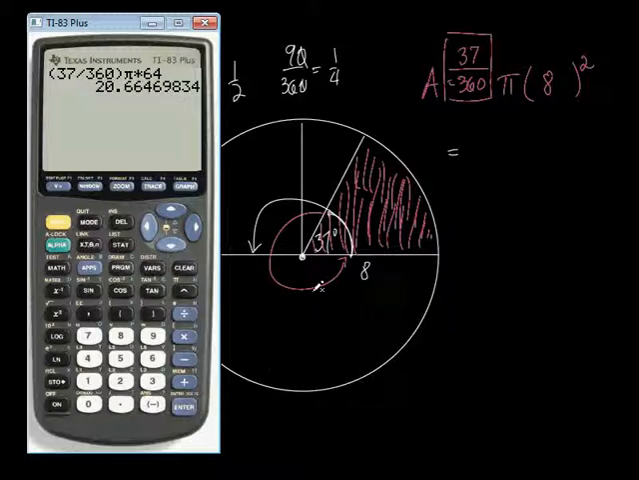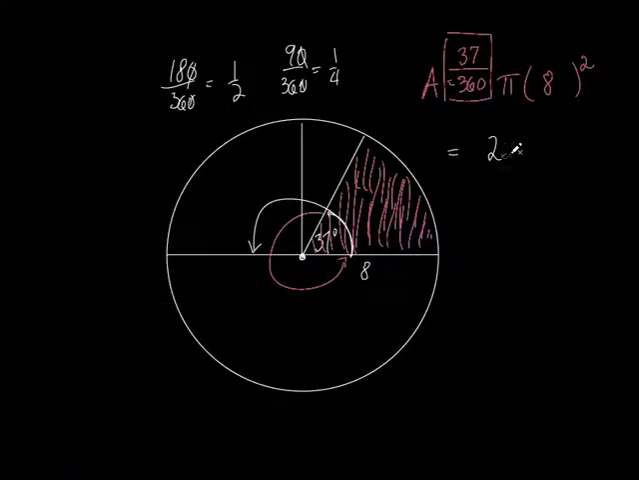Hit equals, and there it is. 20.7. So the area of this would be about 20.7. It's approximately. It's not exactly, because pi is an approximate number anyway, and that's another story I'm not going to get into today. All right, that's how you find the area of that particular sector. That's not so hard, is it? So as long as you know that angle and you know the radius, you can find the area.